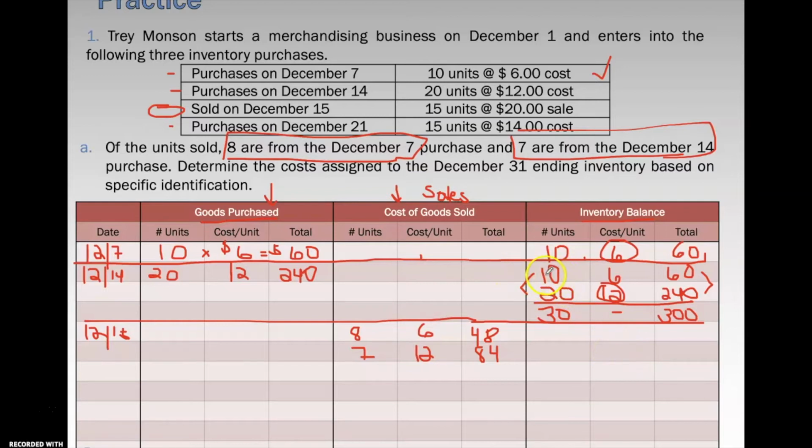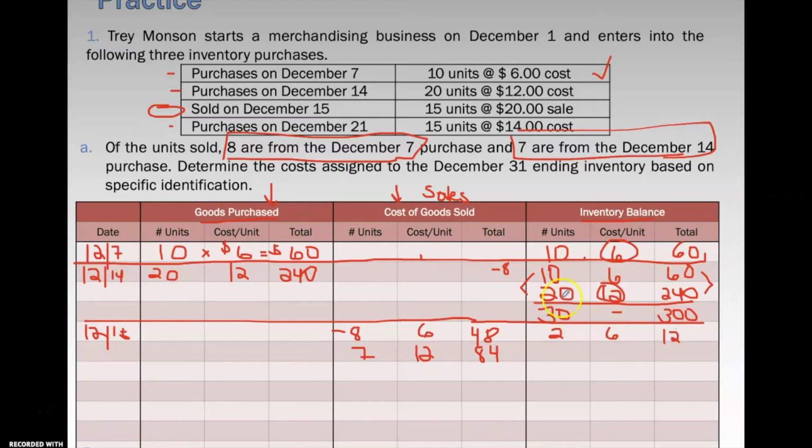So see how we had 10 units here from the December 7th? We don't have 10 anymore. We just sold 8. So you don't have to write this in or anything, I'm just showing you. We sold 8 of these units, so we only have 2 left. That cost me $6 each, for a total of 12.